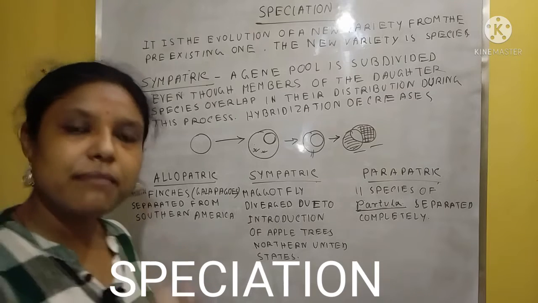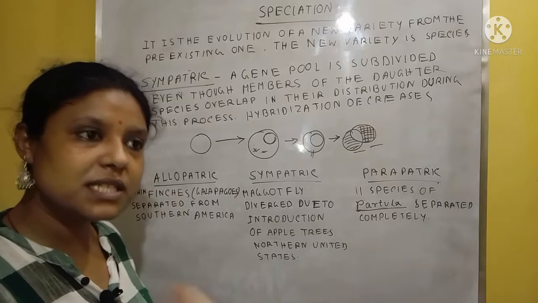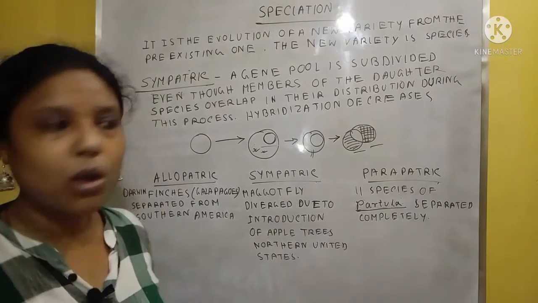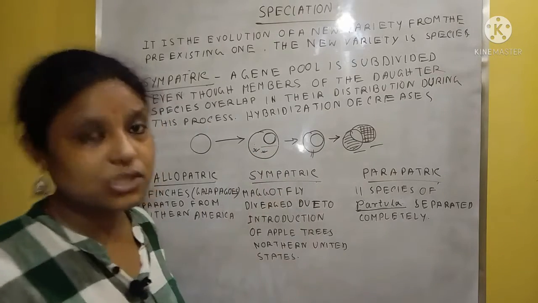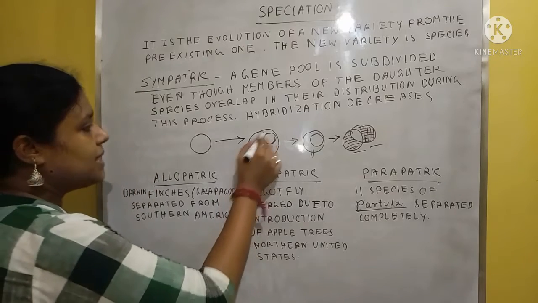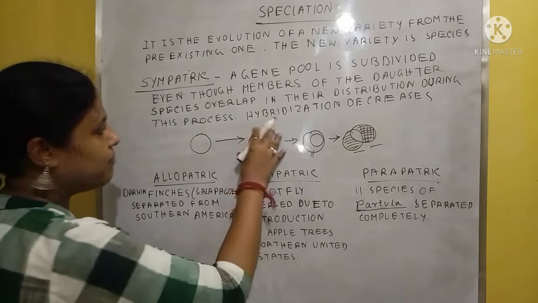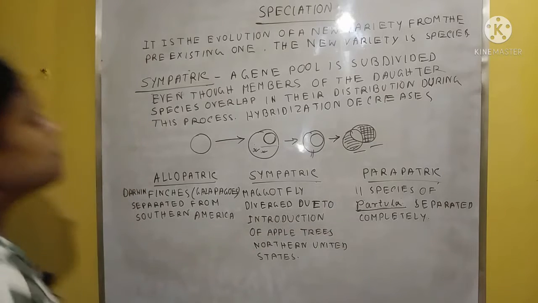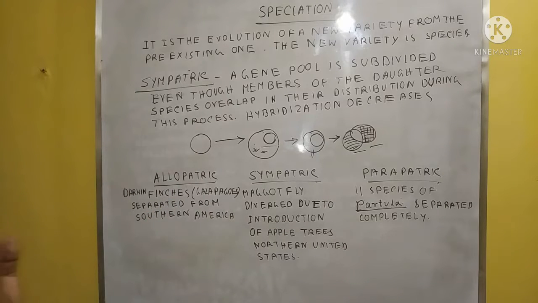They remain in the same environment, but interbreeding is not possible because they are totally reproductively isolated, or their breeding season is not the same. So they are totally isolated from their parent species, and in that way the new species arise. So this is the sympatric speciation.